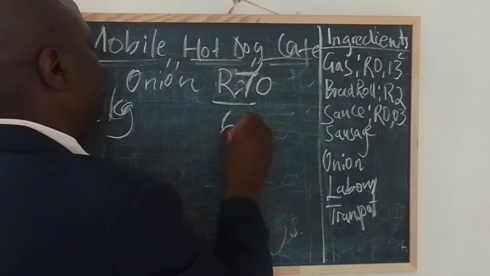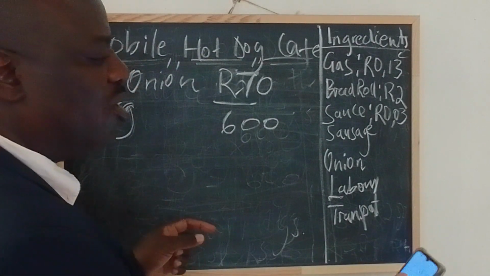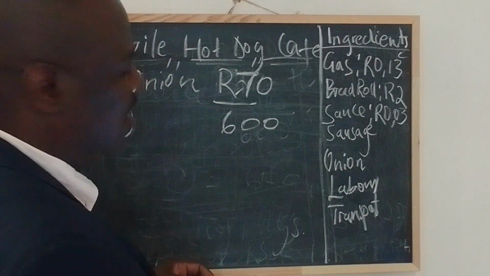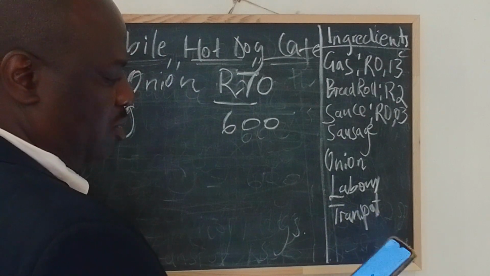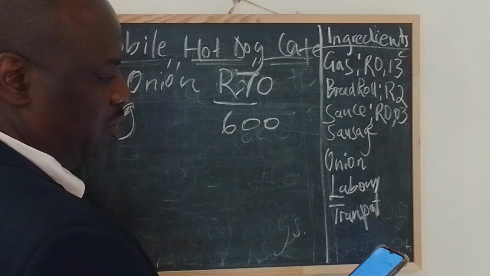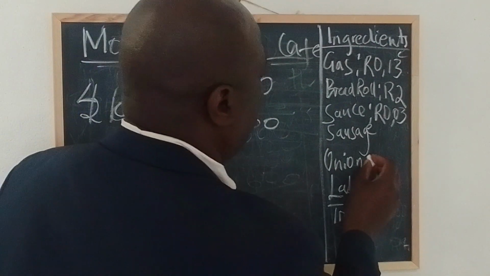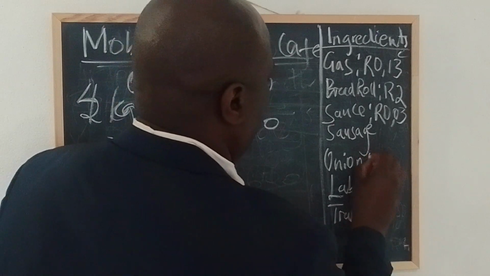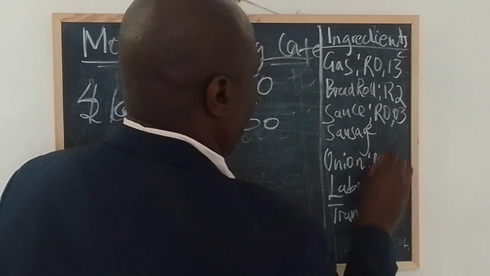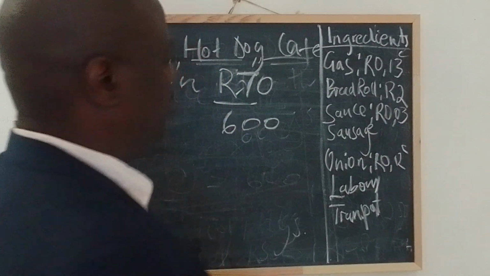600. So, why? Because every hot dog must pay. Yeah, it must pay the cost of making it. And eventually the customer is the one who's going to pay because the customer needs it. So, it is 12 cents. The cost is 12 cents. This is the cost of onion.